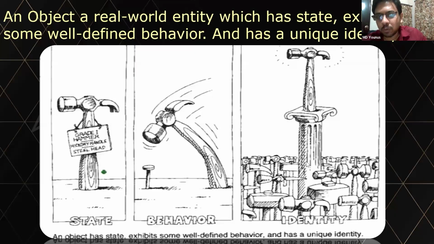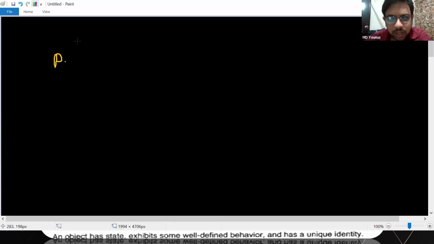Let us try to understand this with some more examples. If I take a pen as an object, can someone tell me what could be its states and behavior? If pen is an object, then what are its states and behavior? What are its properties? And what could be the behavior for a pen?